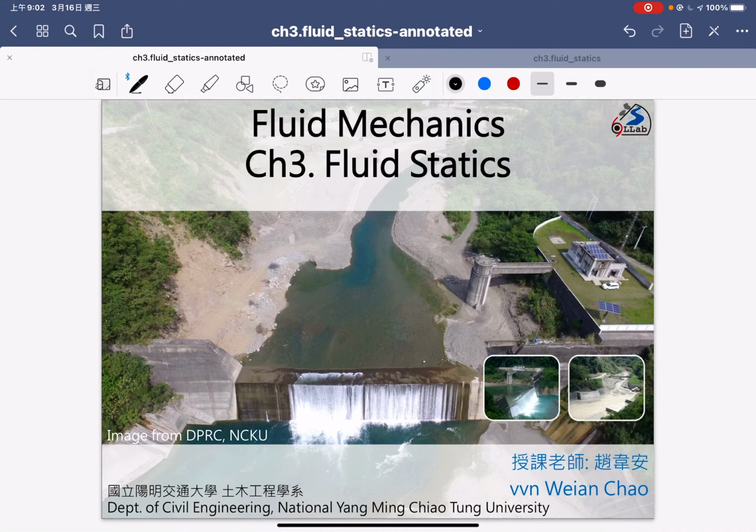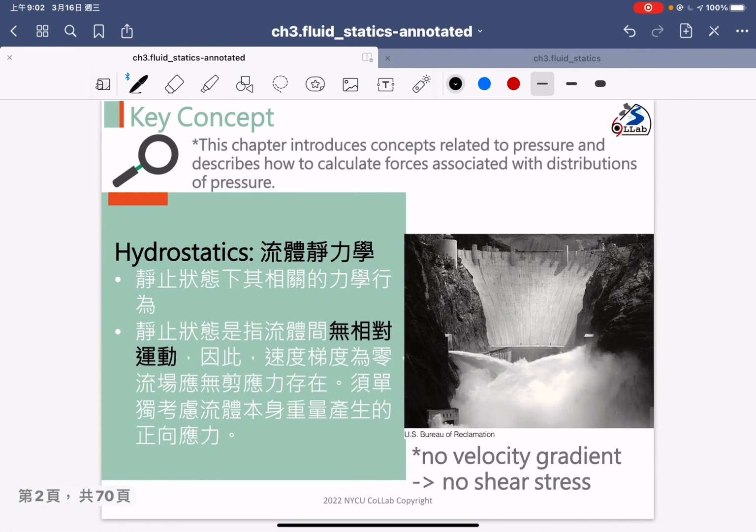Okay, so today we would like to move to chapter 3, and the topic is related to fluid statics. Okay, and then we will have the quiz today. So the key knowledge for this chapter, we are focusing on hydrostatics.